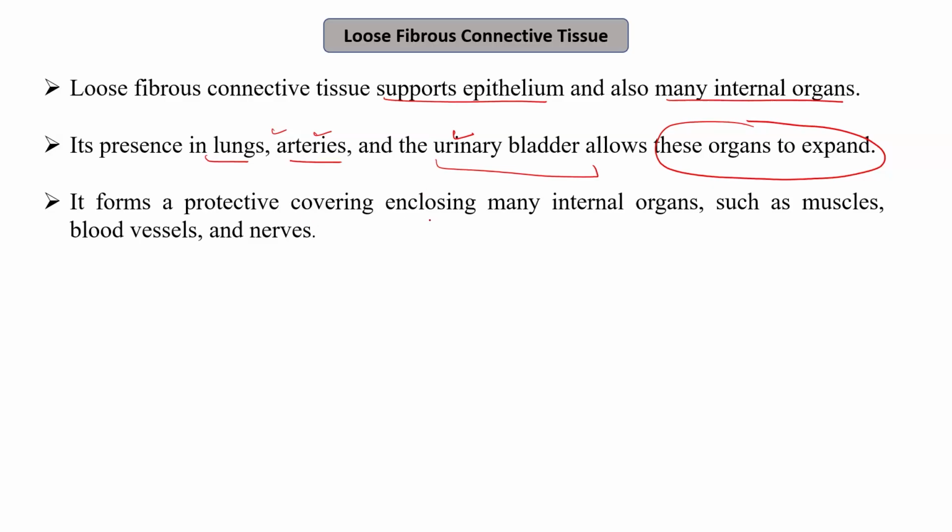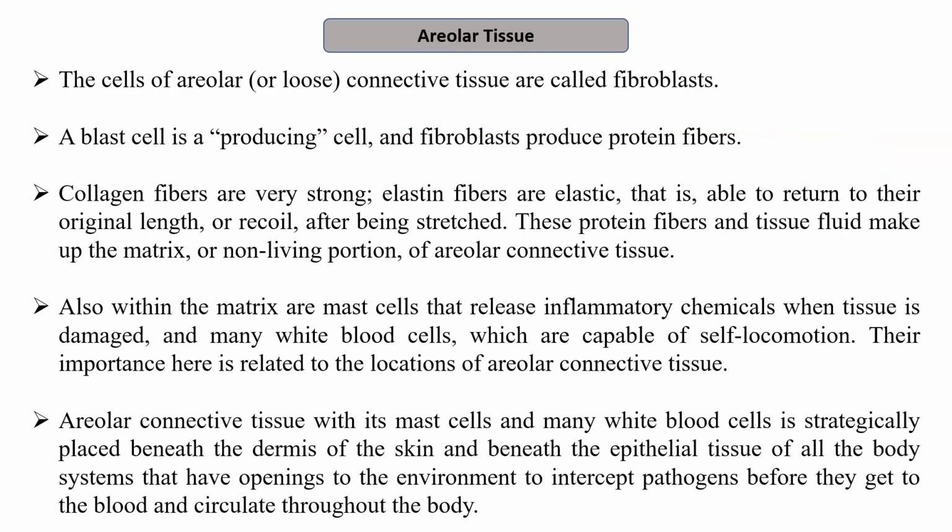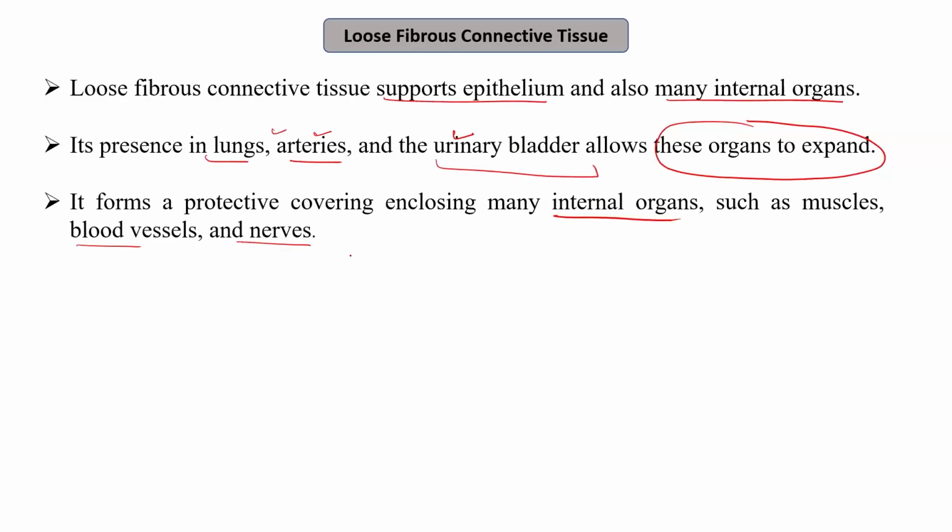It forms a protective covering enclosing many internal organs such as muscles, blood vessels, and nerves. So usually it is present as a covering of many internal organs that are under very high pressure or are continuously in movement, for example the muscles, blood vessels, or nerves. There are various types of loose connective tissue. For example, loose connective tissue can be areolar or adipose connective tissue.